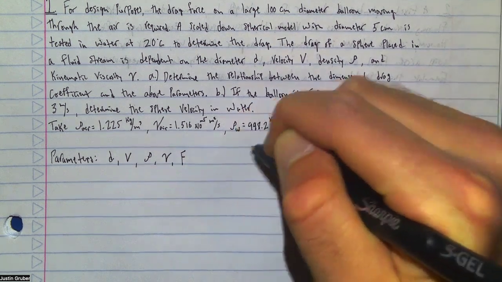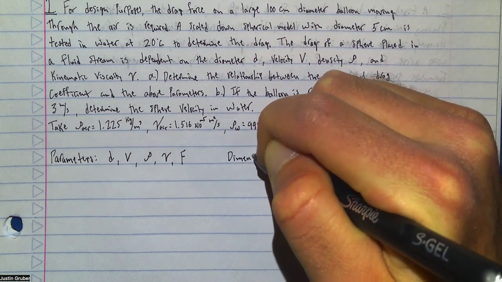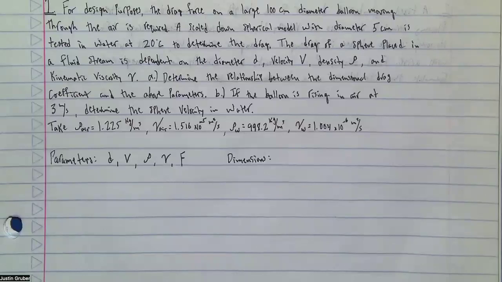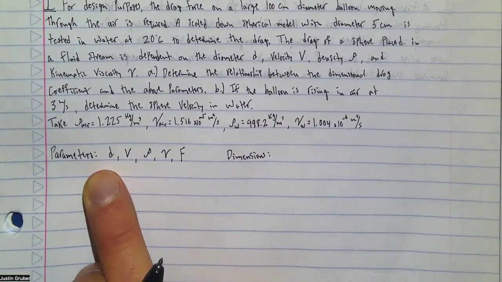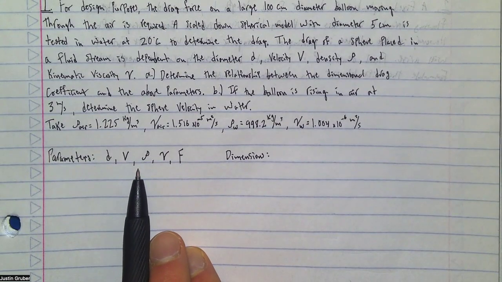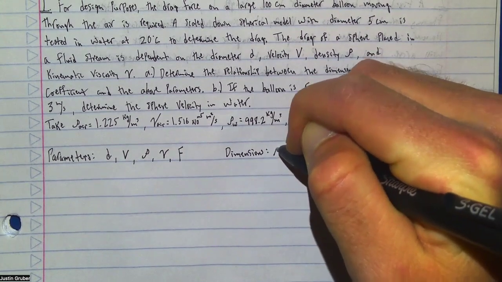All right. And now, what are our dimensions? What are our primary dimensions, right? It gives us water at some temperature, but temperature is not actually part of this. These parameters are all MLT, right? It's just L over T, M over L cubed, and so on. So our main dimensions are M, L, and T.